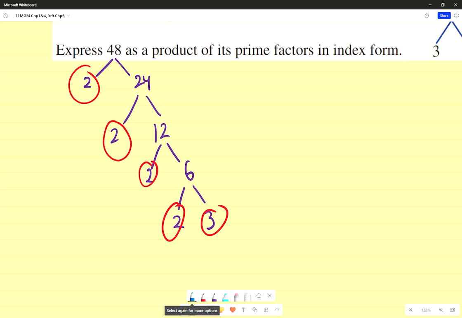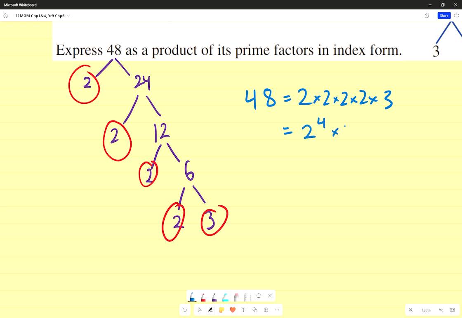2s and 3s. Good. I'm going to say that 48, the number I started with, equals 2 times 2 times 2 times 2 times 3. I'm just multiplying the numbers I've circled. That's it. From there, how many 2s do I have? I have 4 of them. I'm going to put that into index form. So 2 to the power of 4 times 3. And you can check that in your calculator if you want to. You don't need to, but you can. It's the same thing. We're just writing it in a different form.